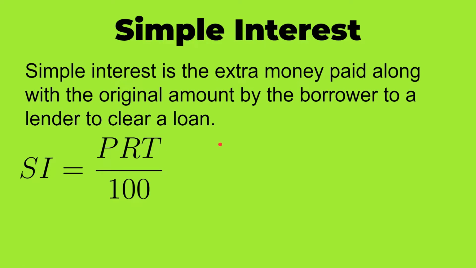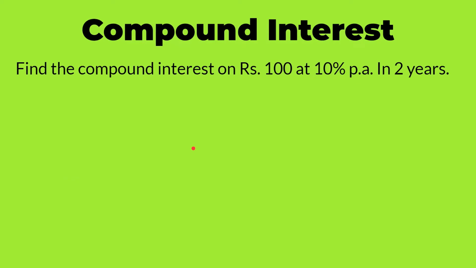So now let's see what is compound interest. Simple interest is PRT upon 100, but in compound interest, we need to change the principal every year. That is, if the interest for the first year is rupees 10, then we need to add rupees 10 to the original principal to get the principal for the second year, and then calculate the interest for the second year, add it to the principal of the second year, get the third year, and so on.